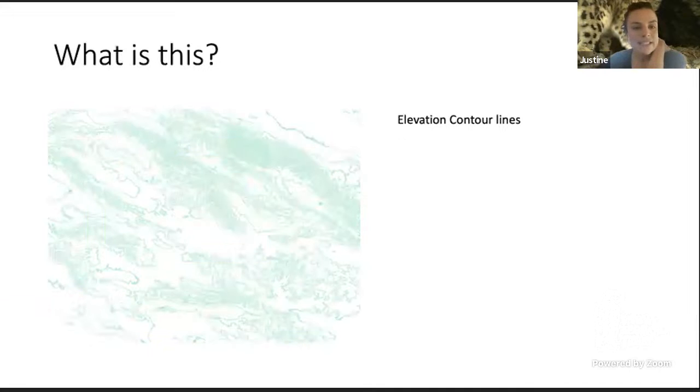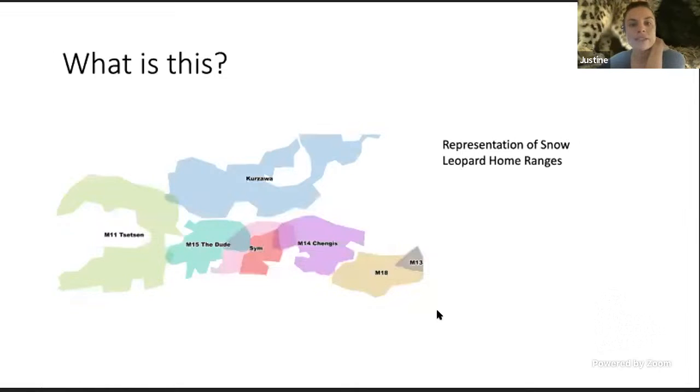And what about this? Elevation contour lines. Vector. Super. So this has extracted information from a raster to create this vector, which is more of a line. What about this? It represents different snow leopard home ranges in a certain area. Vectors. Someone said raster. Well, it's actually a vector. It's just showing the general area for that snow leopard.